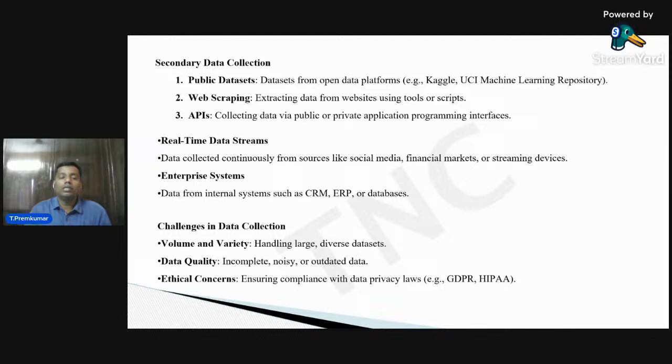And in the case of data quality, it should not be incomplete, noisy, or outdated data taken for the data collection process, which leads to improper results or output. When you talk about ethical concerns, it is ensuring compliance with data privacy laws, that is GDPR as well as HIPAA.